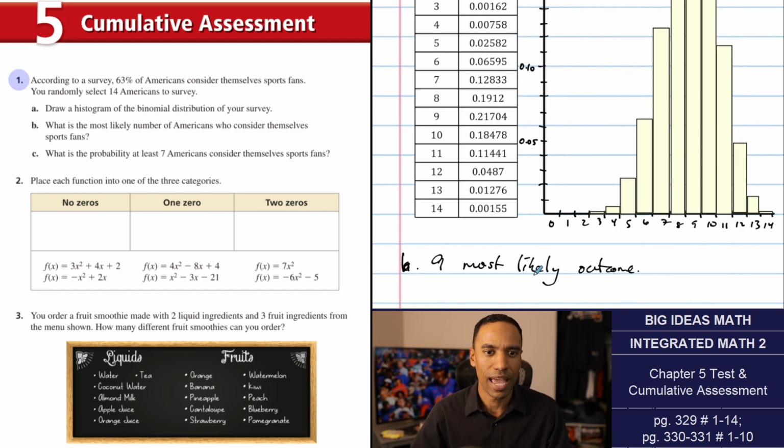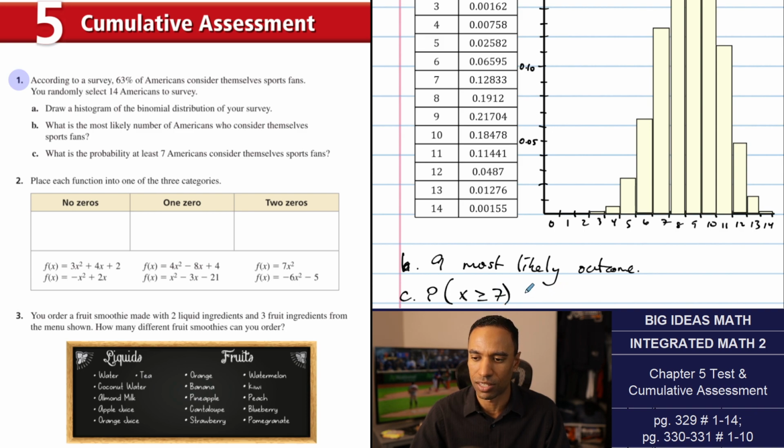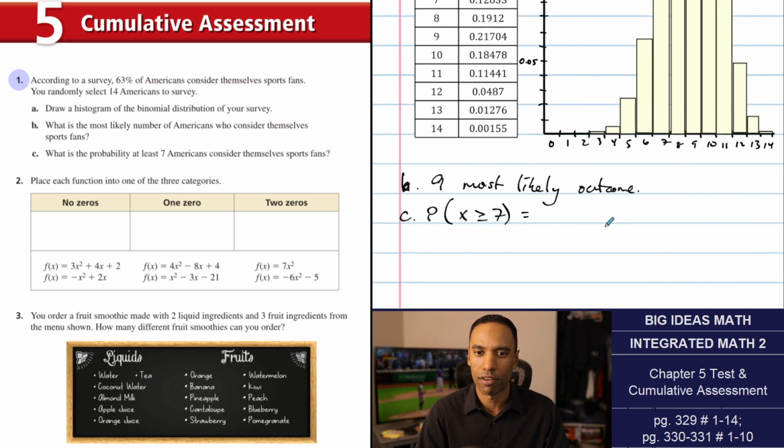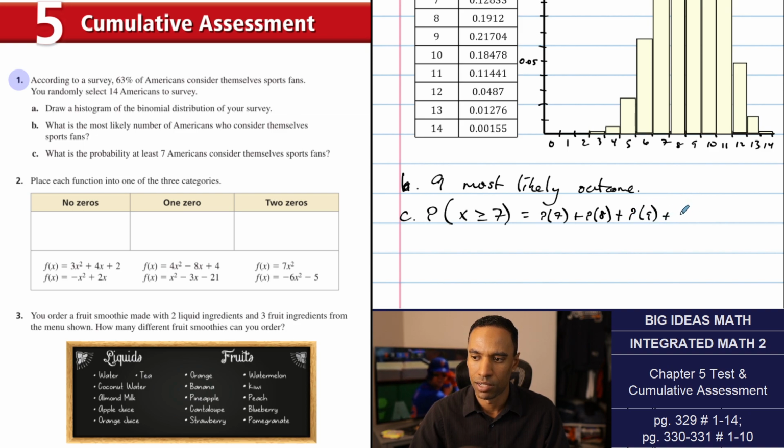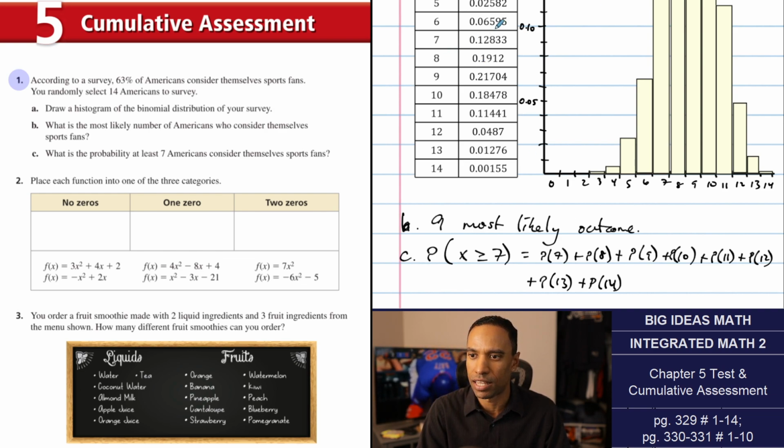Part C, what is the probability at least 7 Americans consider themselves sports fans? So the probability that this thing is greater than or equal to 7. It says at least 7. So we're going to have to do quite a few things here. Probability of 7, 8, 9, 10, 11, 12, 13, and 14. So they're asking quite a bit here. I have a quick way of doing this in my calculator, but you're taking these ones and adding them together.